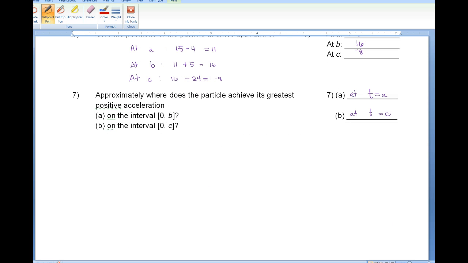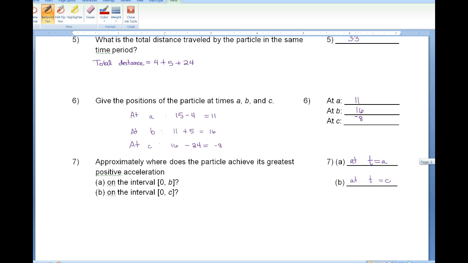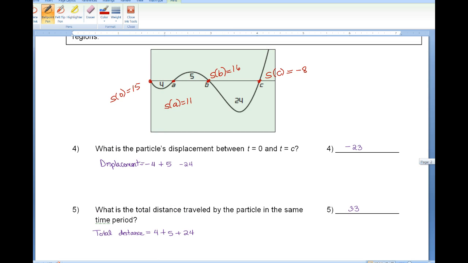And then where does the particle achieve its greatest positive acceleration? At A. No. What's acceleration? When it is positive and the steepest slope. Right. Here and C. Looks like it's C. Well, between A and B, or between 0 and B, it's going to be A and here.